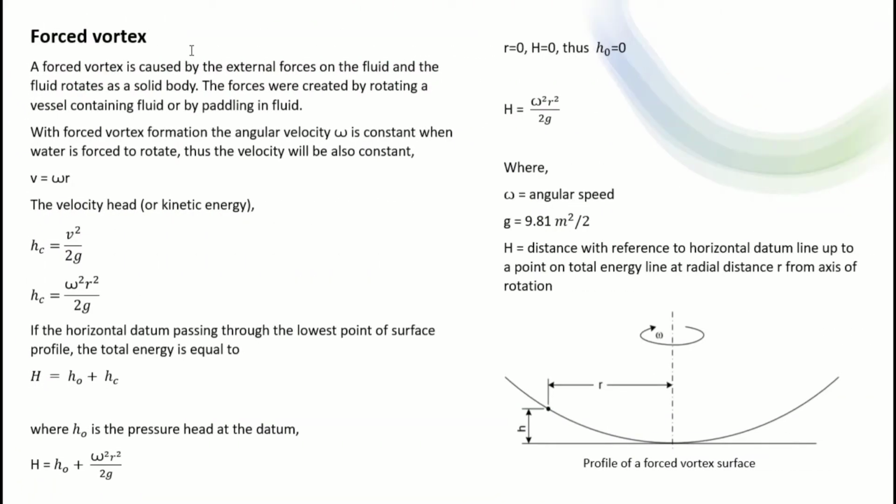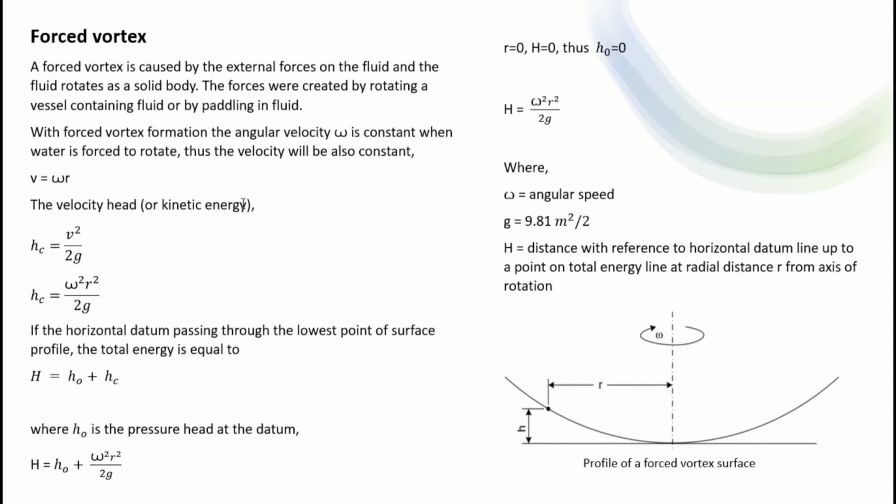Forced vortex. A forced vortex is caused by external forces on the fluid, and the fluid rotates as a solid body. The force is created by rotating a vessel containing fluid or by paddling in fluid. With the forced vortex formation, the angular velocity is constant when water is forced to rotate. Thus, the velocity will also be constant, so V equals angular velocity dot R. The velocity head hc equals V squared over 2g.